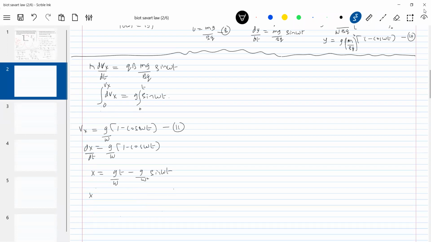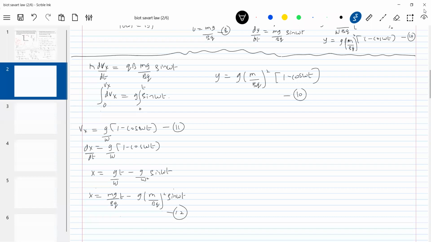Okay, this should be x equal to, omega is bq by m, so mg by bq t. This will be m... we have x, and what is the equation of y? Y was equal to g m square by bq whole square, 1 minus cos omega t. So these equations, 10, I'm rewriting.